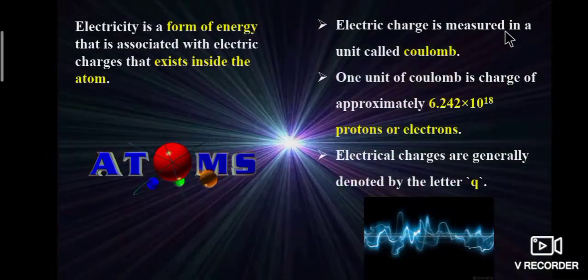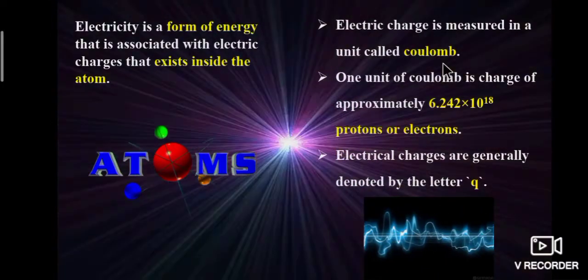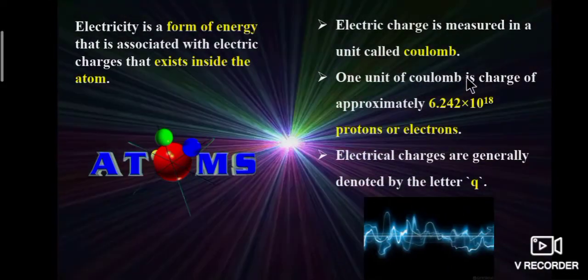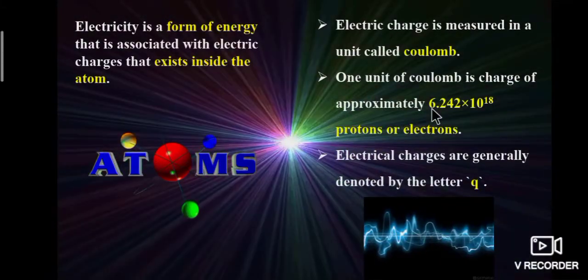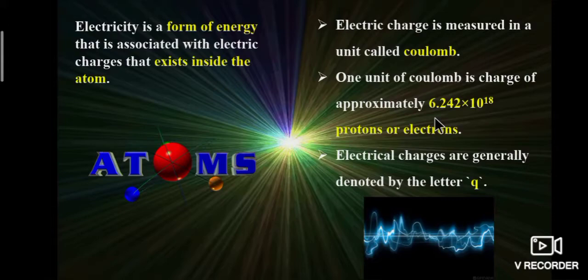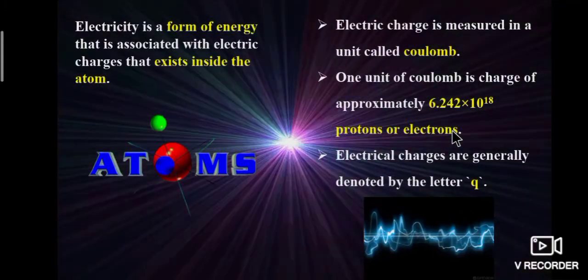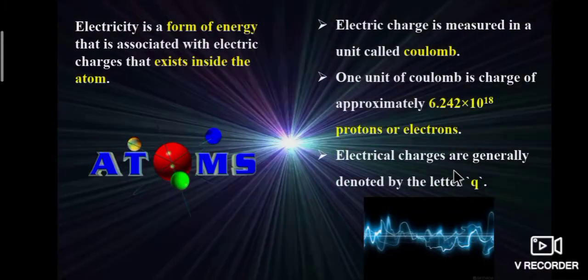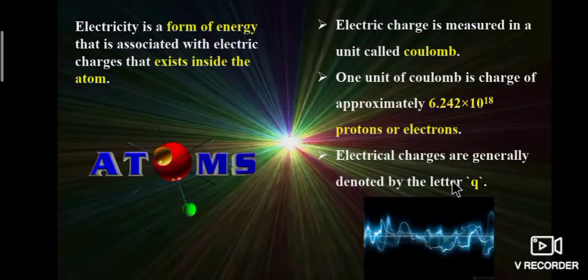Electric charge is measured in a unit called coulomb. 1 coulomb is the charge of approximately 6.242 into 10 to the power of 18 protons or electrons. Electrical charges are generally denoted by the letter Q.